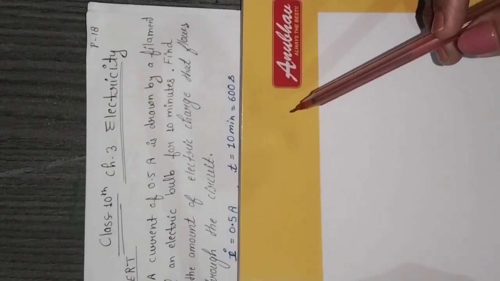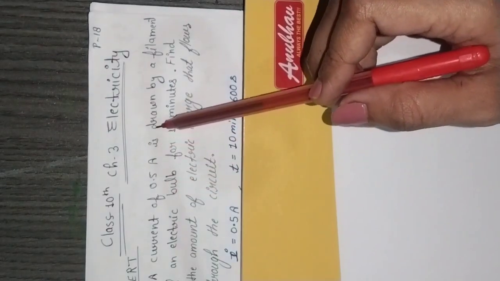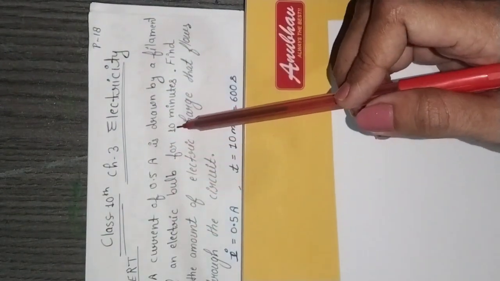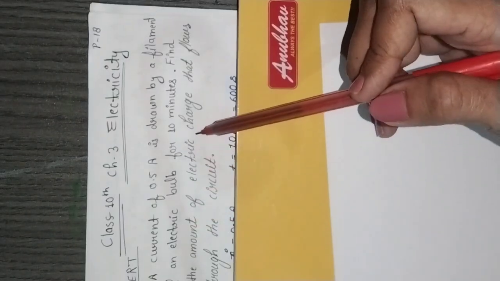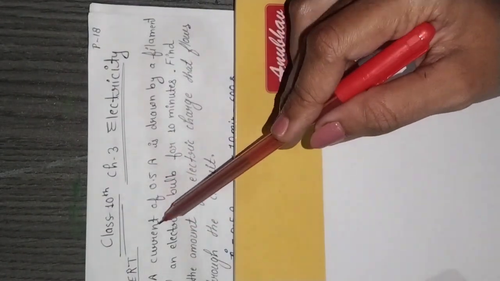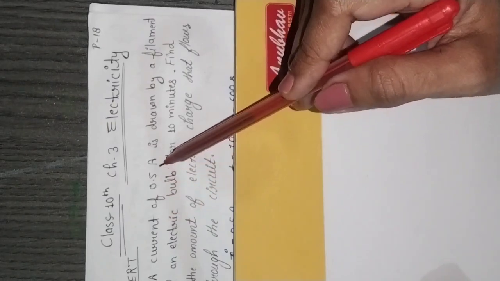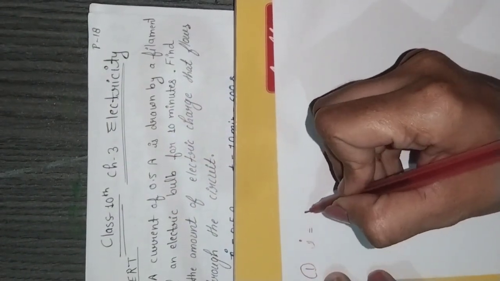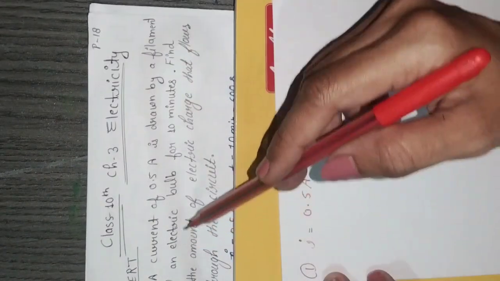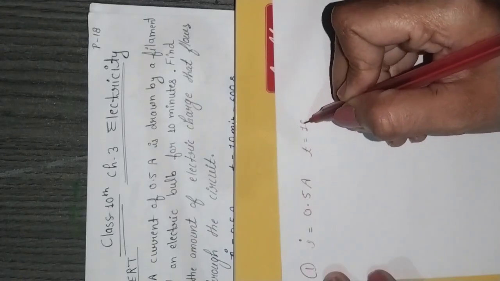So the first question is, a current of 0.5 ampere is drawn by a filament of an electric bulb for 10 minutes. Find the amount of electric charge that flows through the circuit. इसमें कहा है कि आपको करंट दिया है, a current of 0.5 ampere. So what is given? Current is given 0.5 ampere drawn by a filament of an electric bulb for 10 minutes and time is 10 minutes.